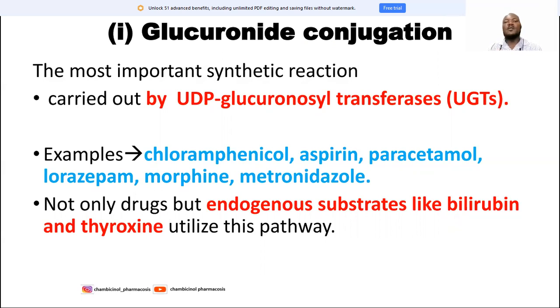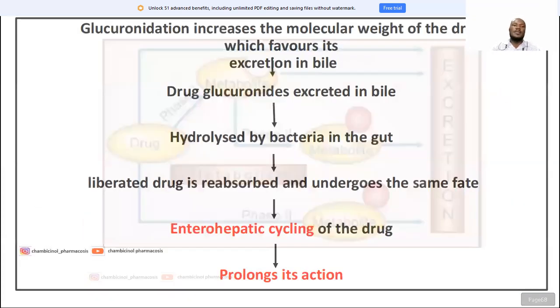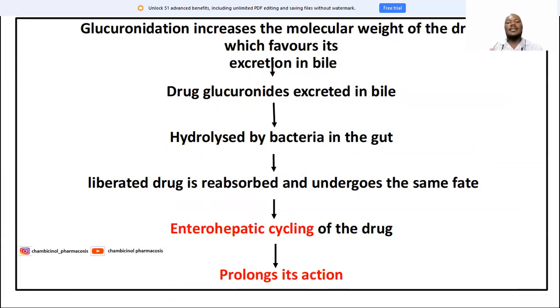But this process of glucuronidation is not only for xenobiotics, meaning drugs, but also some endogenous substances have a tendency to get conjugated with the polar endogenous substance and form a highly polar compound which can be excreted. These substances, including bilirubin and thyroxine, can utilize the same pathway to be excreted. So this process, glucuronidation, involves increasing the molecular size of the drug so that it can be excreted through the bile.